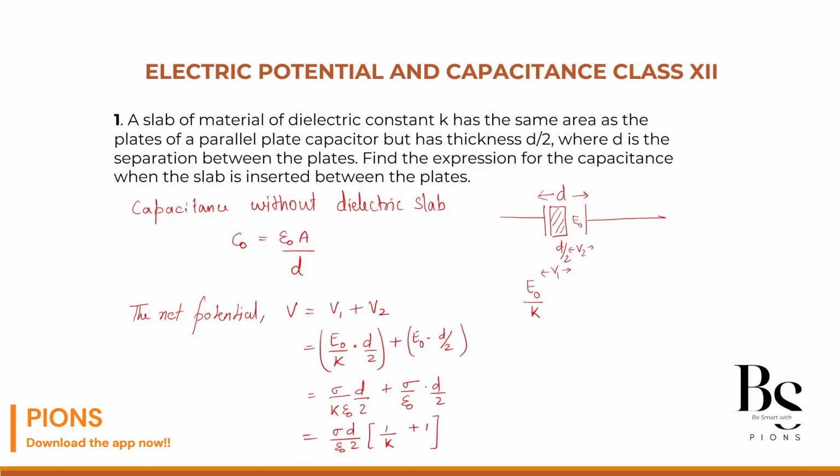In case you are confused about how to take common, let's multiply this sigma d by epsilon naught into 2 with the first term, you will get this, and multiply it with the second term, you will get the previous expression. Correct? Or you can write it as, let me take it to the next page.